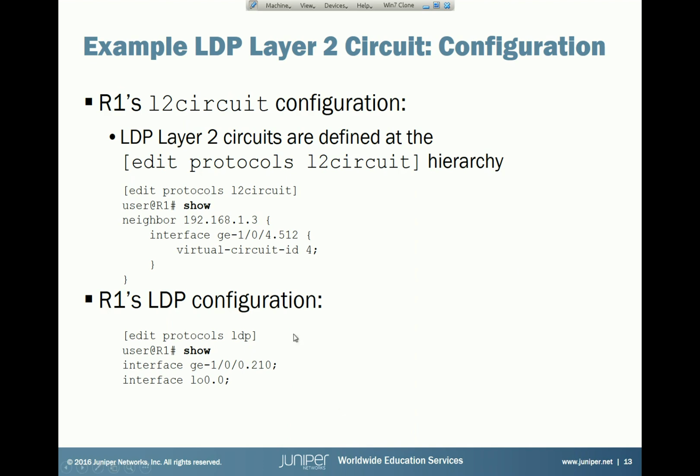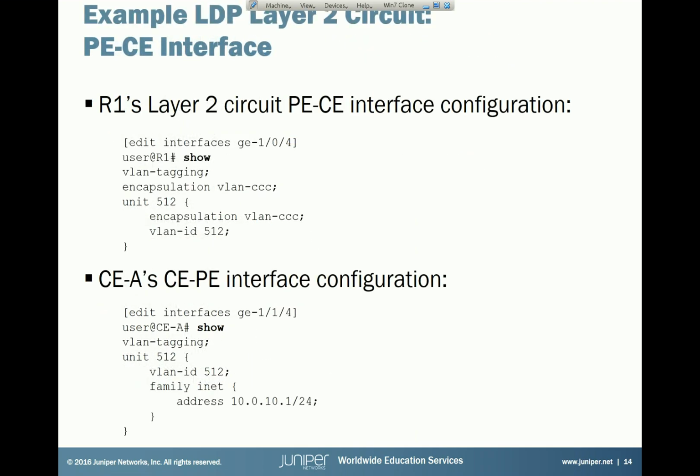And from the LDP point of view, we need to enable LDP on our loopback for our targeted session, and then since we are using LDP also for our transport LSP, we will need to enable it on our core facing interface. In this case, only one. Last thing that we need to do on the PE-CE link, on the PE side, we need to enable the correct encapsulation, VLAN CCC in this case. We want to do CCC on a per VLAN basis, so not the whole interface, but just one sub-interface.